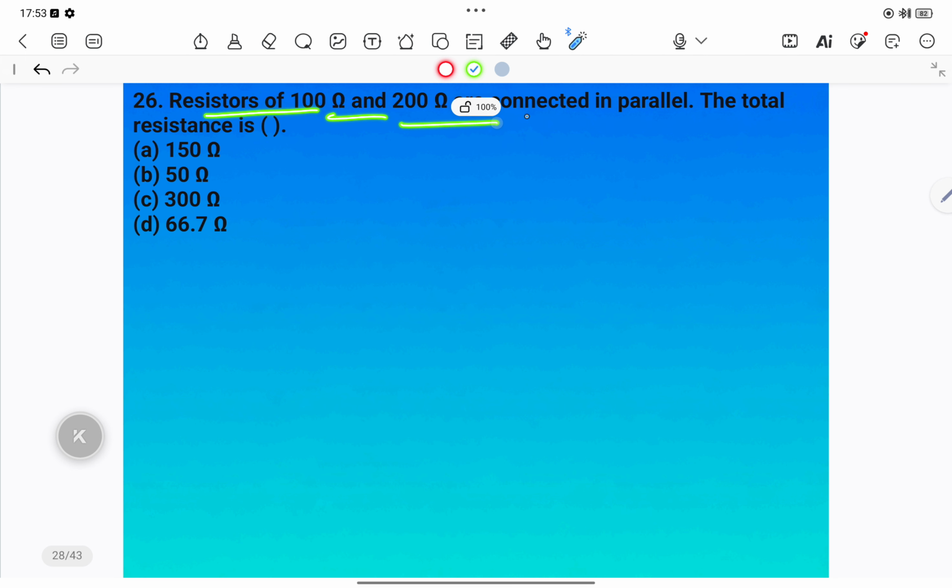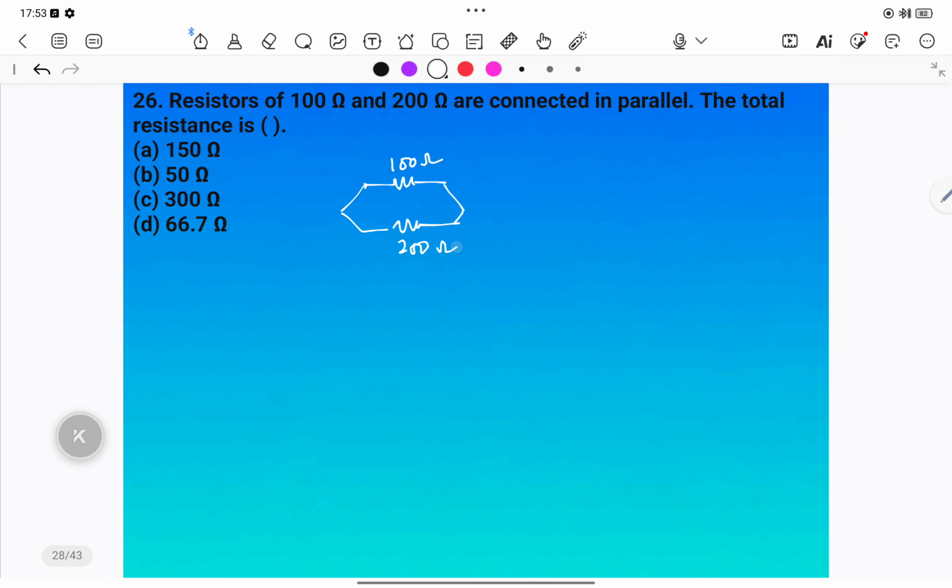Resistors of 100 ohm and 200 ohm are connected in parallel. The total resistance is. Here two resistances are given and they are connected in parallel. The first resistance is given as 100 ohm and the second resistor is given as 200 ohm. We know that the equivalent resistance in parallel Rp is given by 1 by Rp is equal to 1 by R1 plus 1 by R2. We will put the value of R1, that is 1 by 100, plus 1 by R2, and R2 is given as 200.